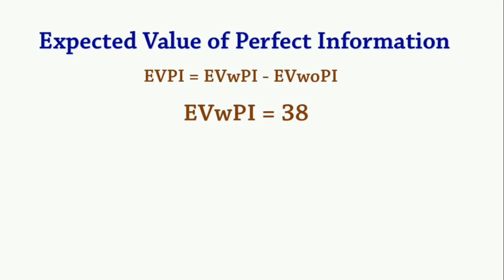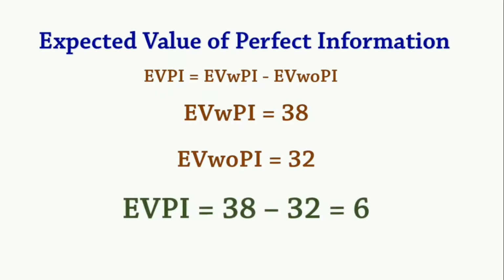As calculated earlier, the expected value without perfect information, or maximum EMV, is 32. Therefore, EVPI is 38 minus 32, which is 6. So if we have perfect information about the states of nature before the decision is made, the expected value of that perfect information will be 6. And that's how you calculate EVPI.